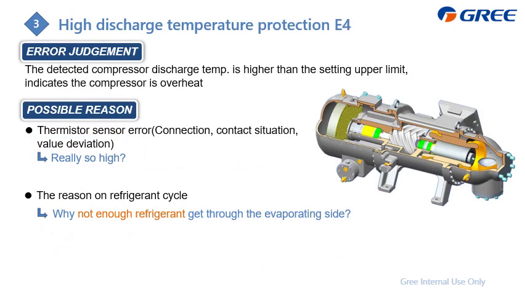Next we will go to high discharge temperature protection E4, and this error is very related to E3. The reason is that the compressor cannot intake enough refrigerant to cool it down. At that time, the discharge temperature will become very high, higher than our preset value, and trigger this error. And you need to check why there is not enough refrigerant at the evaporating side, which is at the compressor suction side.